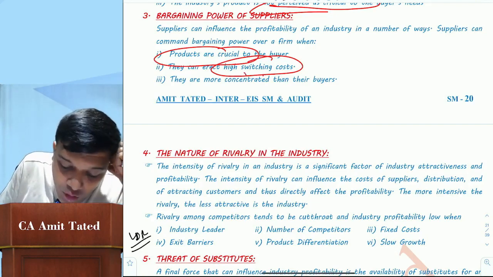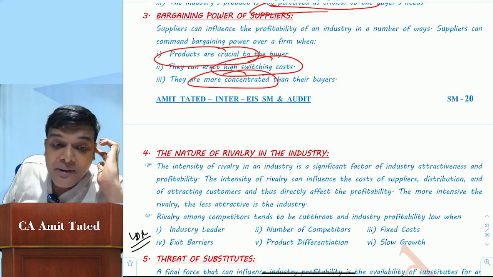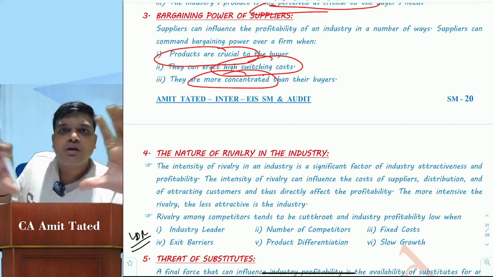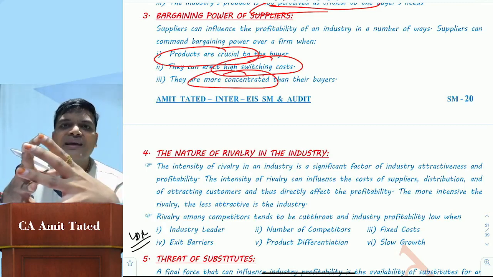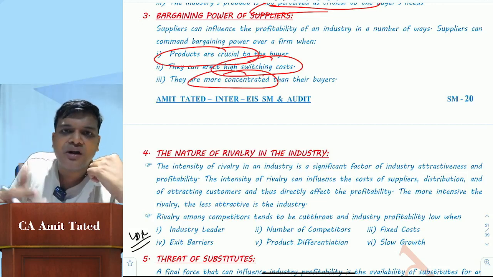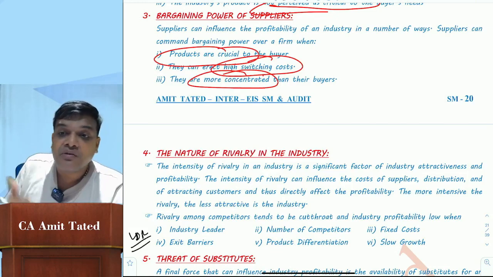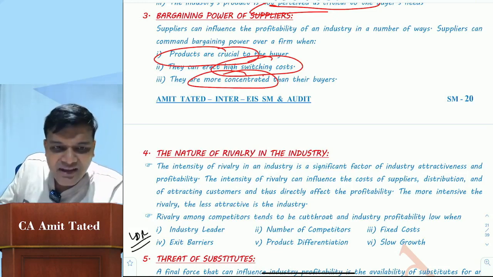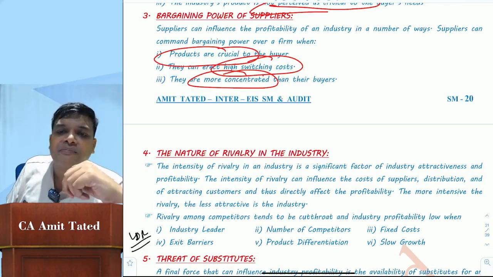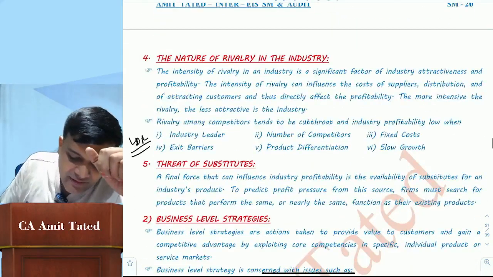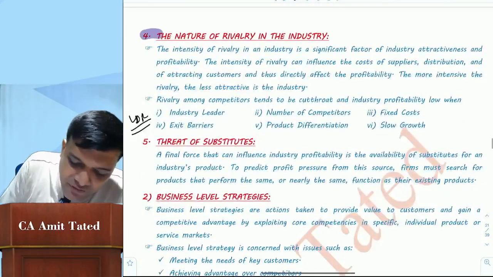Then, suppliers are more concentrated. For example, I don't know about your Kerala or something like that, but in Mumbai, what happened? In Mumbai or Pune, there is an auto rickshaw stand, and everybody works together. One person says, I will charge you 100 rupees. I say it will require only 50 rupees. No other auto driver will come. Now this is nothing but them being more concentrated than the buyers. Everybody has made a group, creating a monopoly. That is nothing but bargaining power of supplier. After bargaining power of supplier, now you come to what is called the nature of rivalry in the industry.